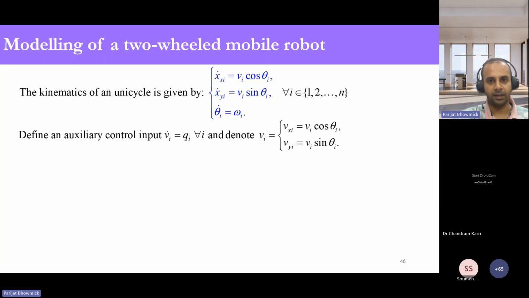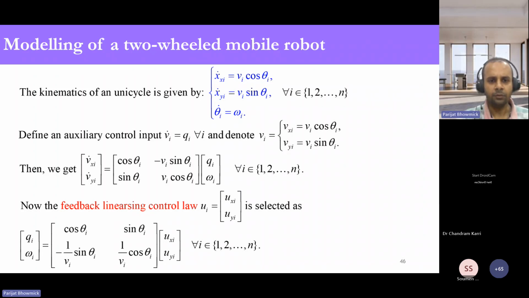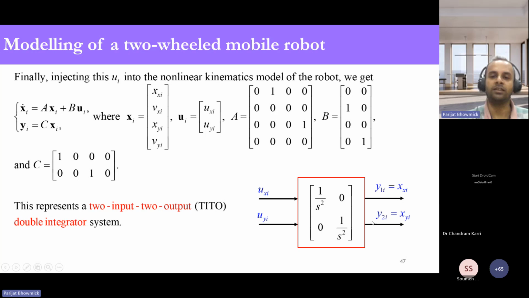Feedback linearization is a technique which not only stabilizes a nonlinear system, but at the same time gives us a reduced order linear mapping. For the sake of completeness I have included the steps, but please don't worry about them; you can look into them later. With the feedback linearizing control law u, which will be of this fashion, if you plug it into the system, it will ultimately give us a two input two output double integrator system. This is the reason why right from the beginning I have been emphasizing the integrator dynamics, whether single integrator or double integrator.